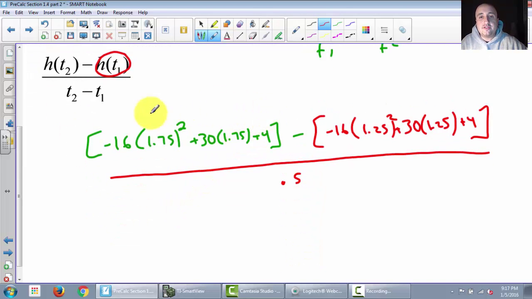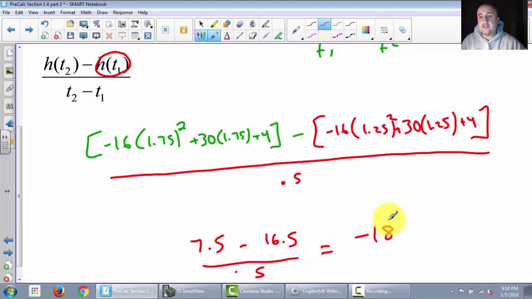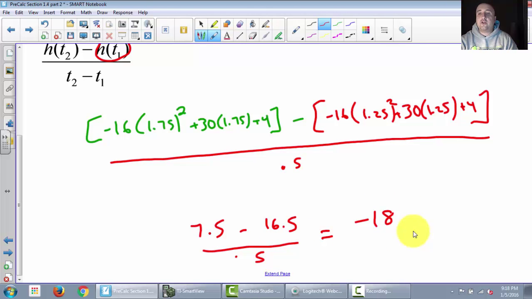Okay. So when you simplify all of these problems, I'm not going to spend the time to do this on the calculator now. When you do all of this green, you should get 7.5 minus, when you do all of this red, you should get 16.5, all over 0.5. So 7.5 take away 16.5, divided by 0.5, is equal to -18. Okay, so that is our average rate of speed.